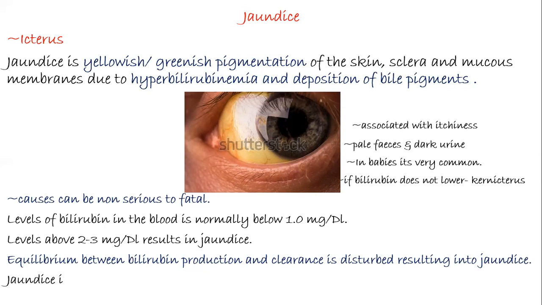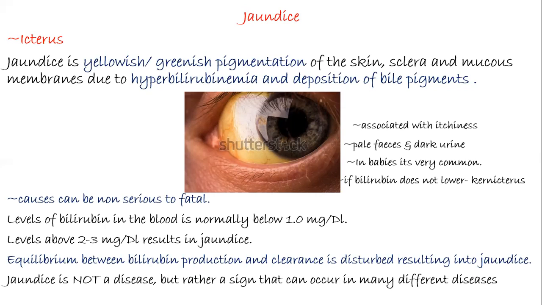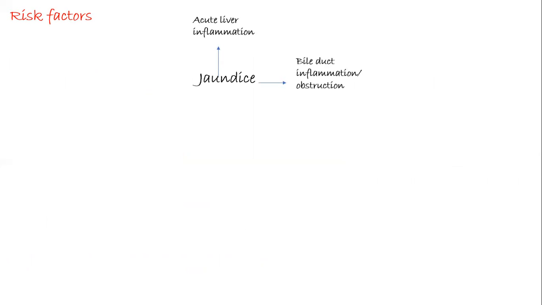Jaundice itself is not a disease, but rather it is a sign that can occur in many different types of diseases. Now let's take a look at its risk factors. Jaundice can occur due to acute liver inflammation, due to bile duct inflammation or obstruction, due to hemolytic anemia, or it can occur due to cholestasis.